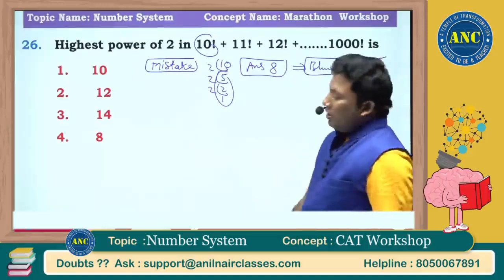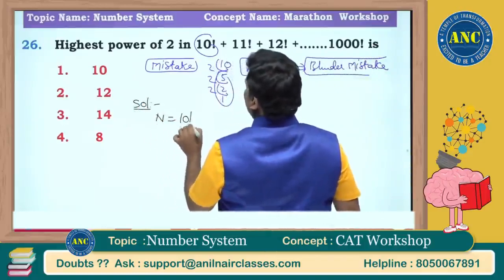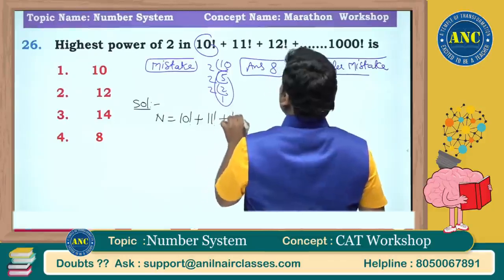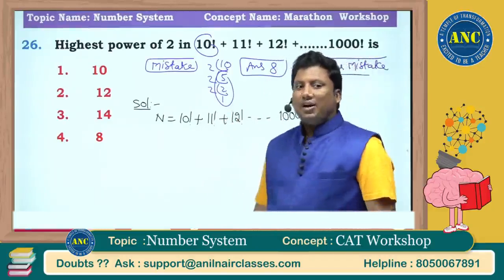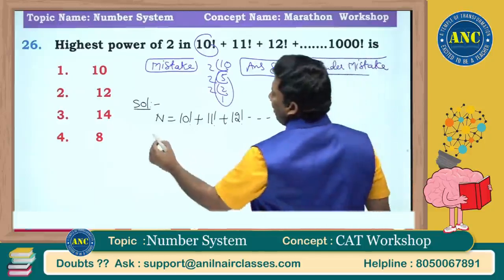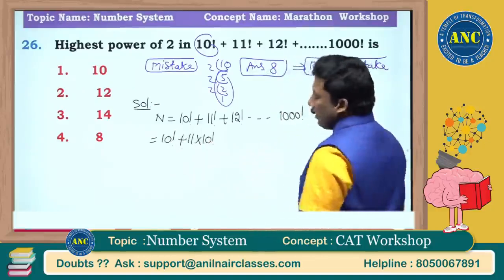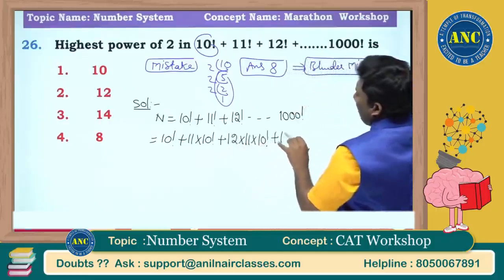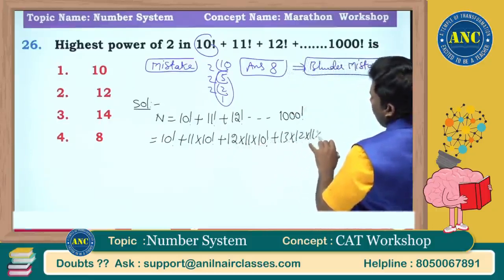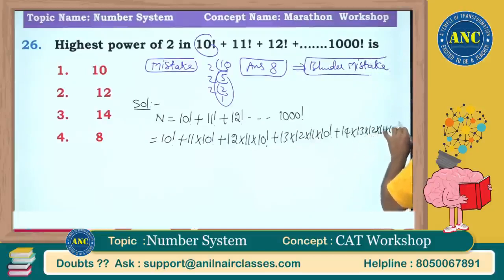Now see here. Solution. Let me call it N. N is given as 10 factorial plus 11 factorial plus 12 factorial and so on up to 1000 factorial. n factorial can be written as n into (n minus 1) factorial. 11 factorial is 11 into 10 factorial. 12 factorial can be written as 12 into 11 into 10 factorial. 13 factorial can be written as 13 into 12 into 11 into 10 factorial. 14 factorial can be written as 14 into 13 into 12 into 11 into 10 factorial and so on.